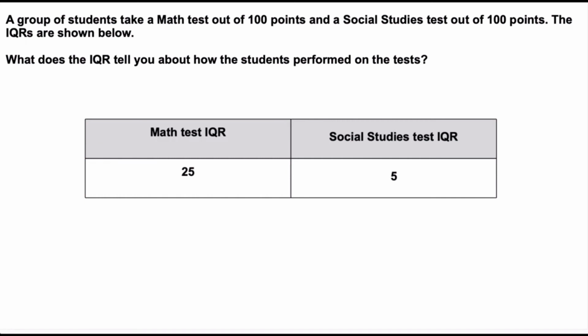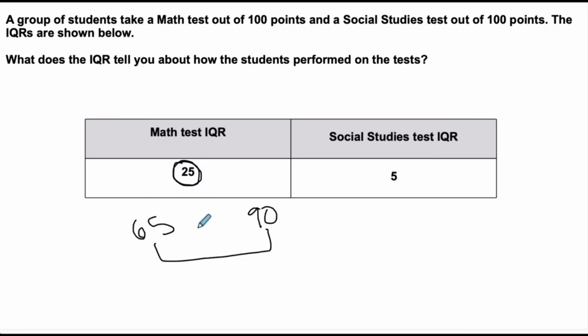So what does the IQR tell you? Well, in this example, let's start with the math test. The math test has an interquartile range of 25. What that means is that the middle part of the data is spread out by 25 points. That means maybe in the middle of the data, the upper part of the data is like a 90, but that would mean that the lower part of the data is a 65, because the IQR tells us that the middle of the data is spread by 25 points.